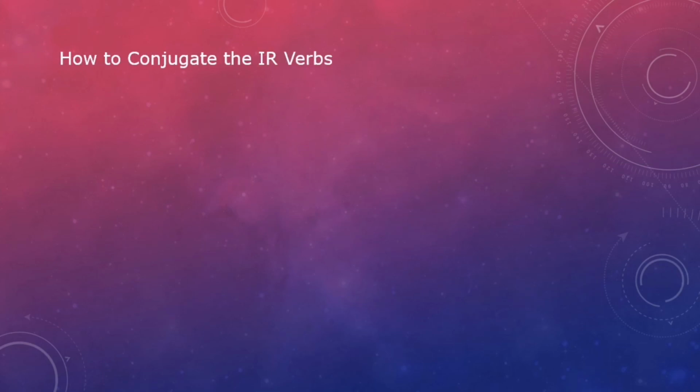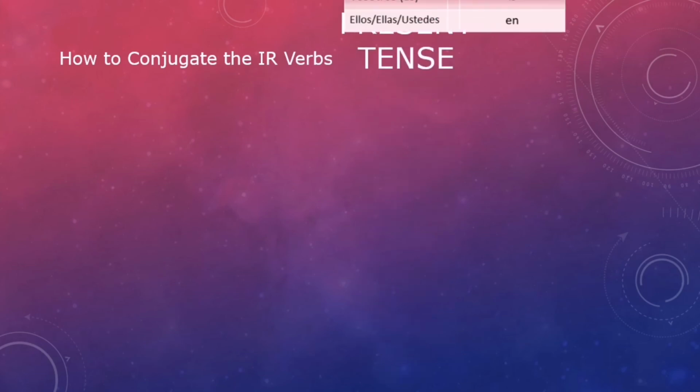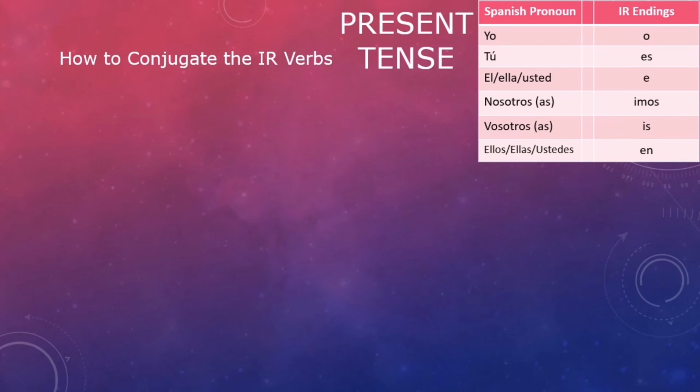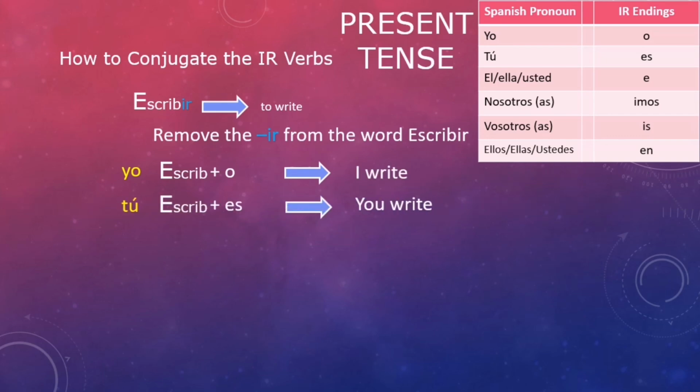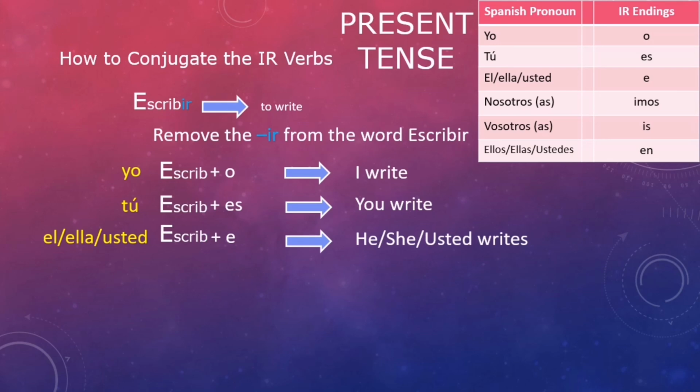And lastly, we are going to talk about how to conjugate the IR verbs in present tense. And again, these are the tables that show you how it corresponds to the Spanish pronoun. Escribir means to write. Remove the IR from the word escribir. Yo escribo, I write. Tú escribes, you write. Él, ella, usted escribe. He, she, usted writes.